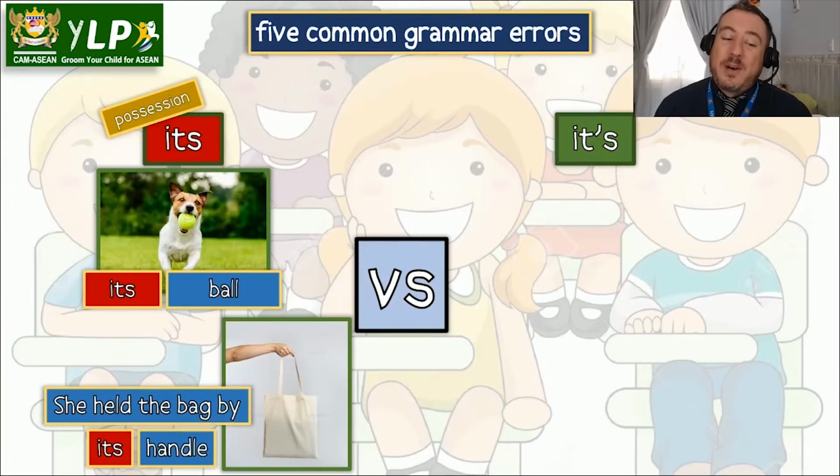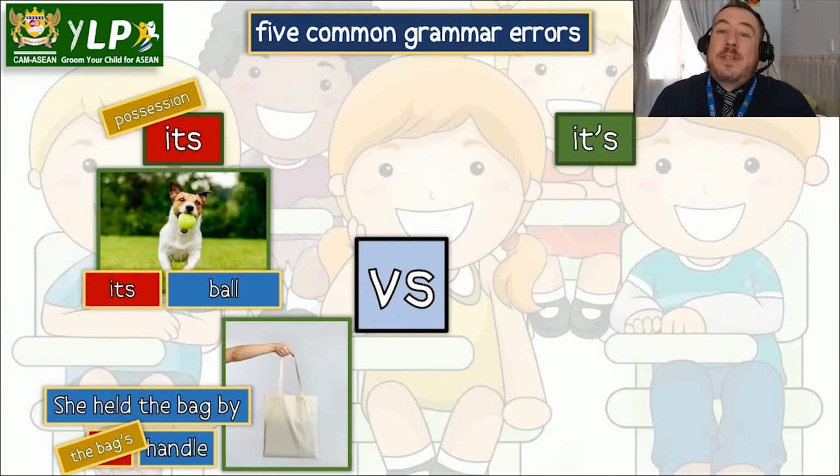Well, now we're talking about the bag, okay? We could say she held the bag by the bag's handle, the handle that belongs to the bag. But that doesn't sound very normal. We don't want to keep saying the bag all of the time. We can say it once so that the person knows that we're talking about the bag, and then after that, we can just use the pronoun it. Okay, a bag is an it.